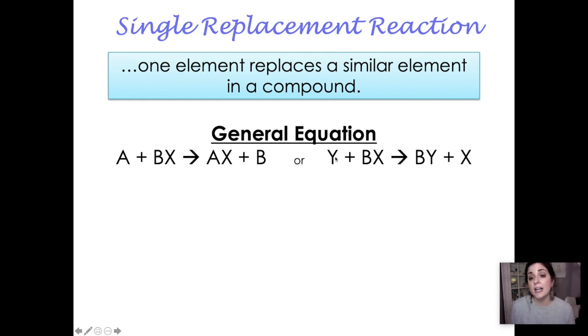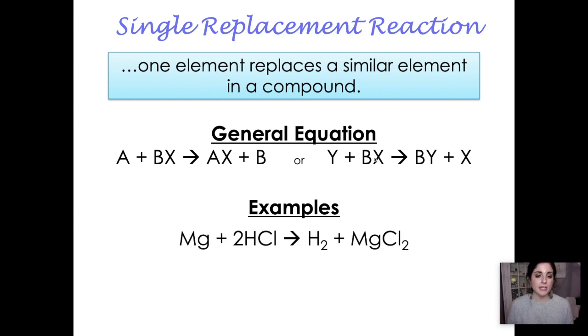Or you can have Y reacting with BX. You can assume X and Y are similar because they are both at the end of the alphabet, and therefore X would isolate and you would form BY from that. And some examples. Magnesium, here it is again. So magnesium and hydrochloric acid gives you hydrogen gas and magnesium chloride. Here, magnesium and hydrogen are switching places, and that's because both of those are positively charged. Notice we did include the subscript of 2 for hydrogen because that is a diatomic.